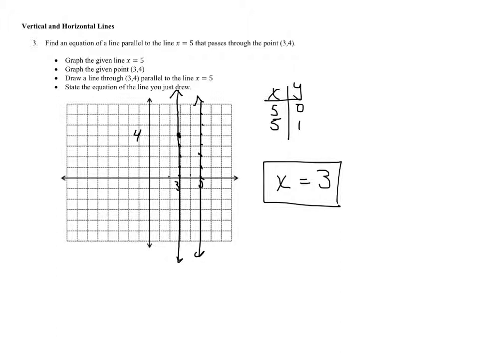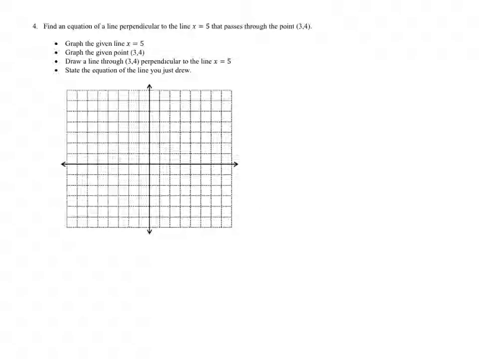The upshot of the deal here is if I want a parallel line through a point, I just have to choose the x value if I have an original line that has an x value associated with it. I think it's easier to see when you're doing it graphically. Let's do one more. Now we're going to find the equation of a line perpendicular to the line x is equal to 5, and it passes through the point 3, 4.